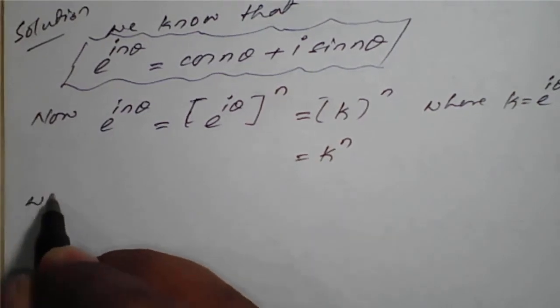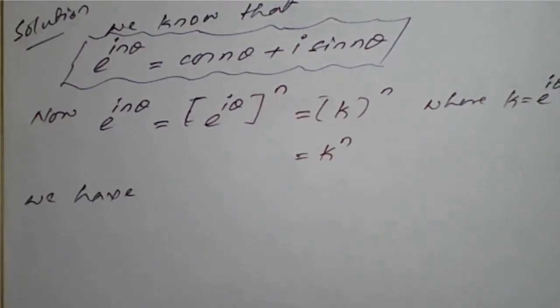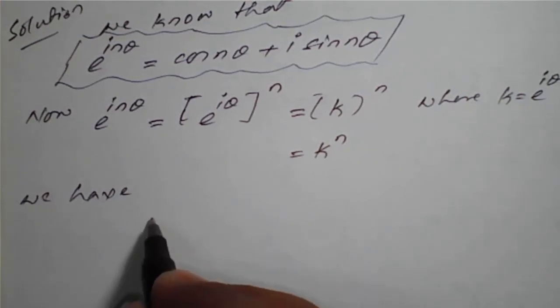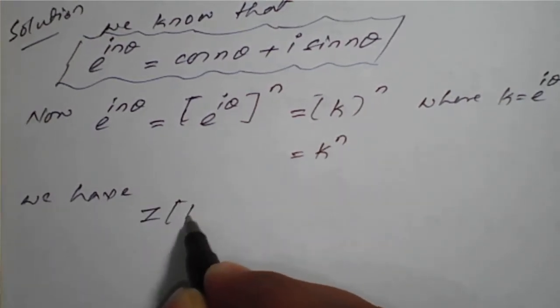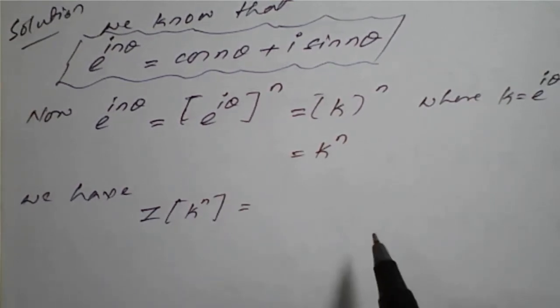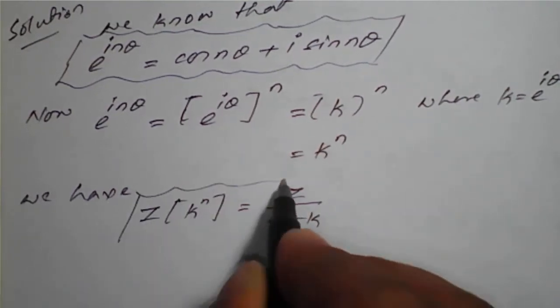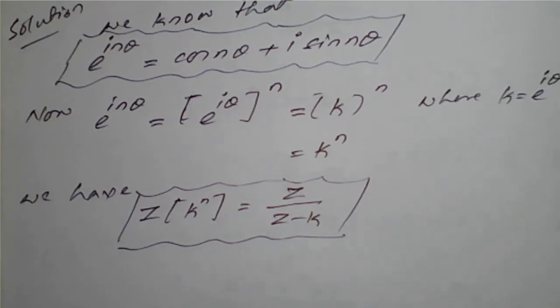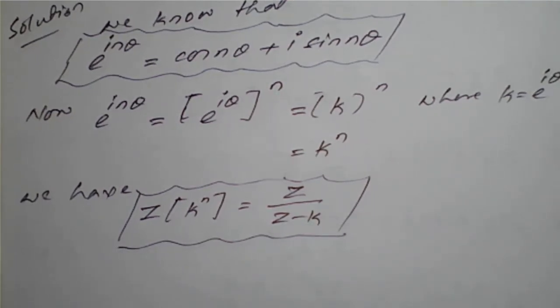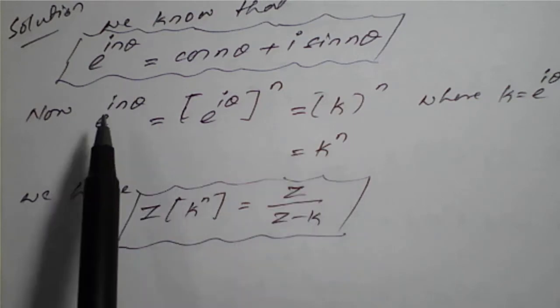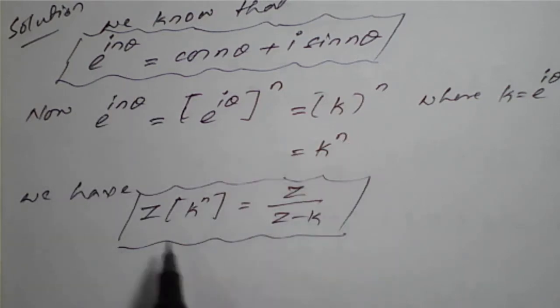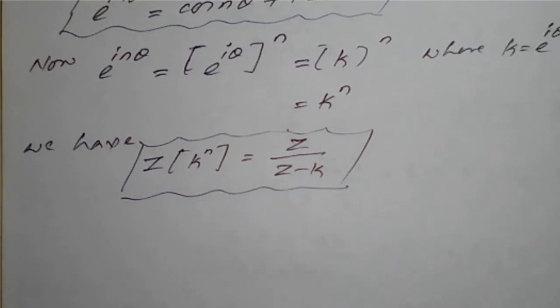Already we have the standard result, that the z transform of k raised to n is z divided by z minus k. This result we also know. So using these results, that is e raised to i n theta can be written as k^n, we can simplify this standard problem. So let's start with the main requirement.